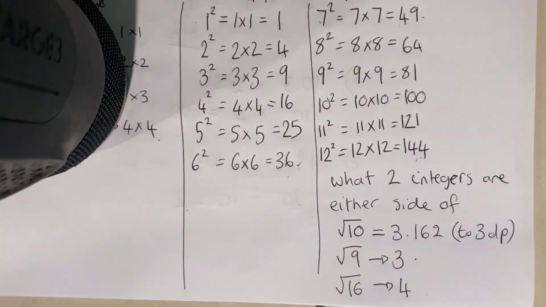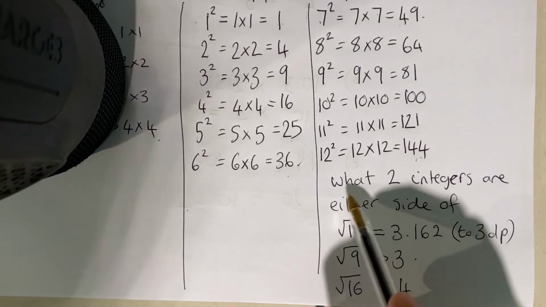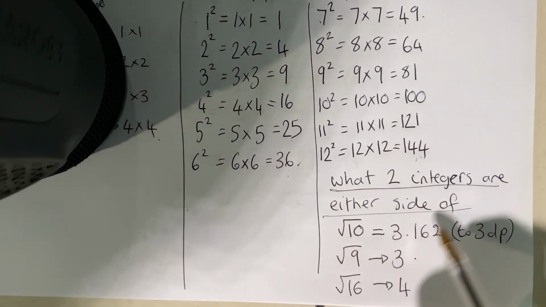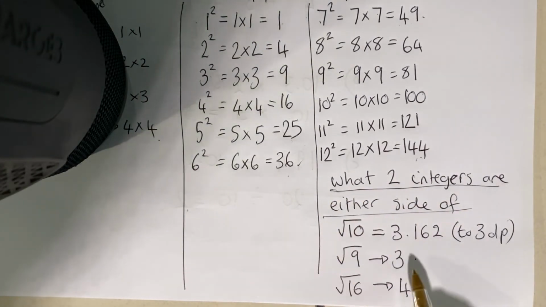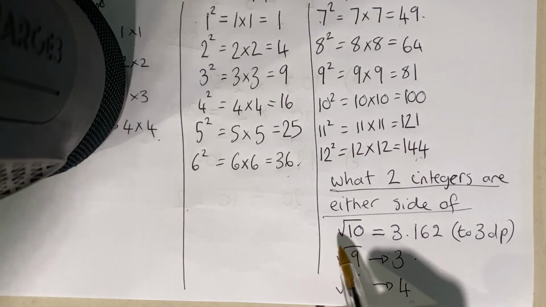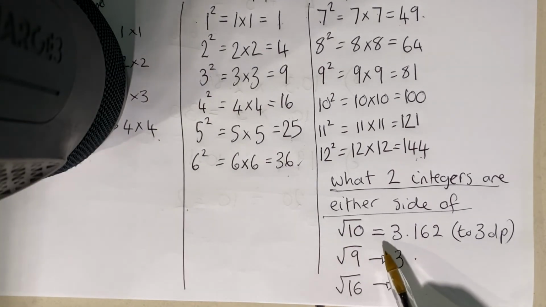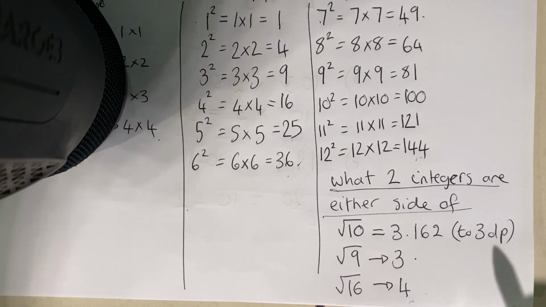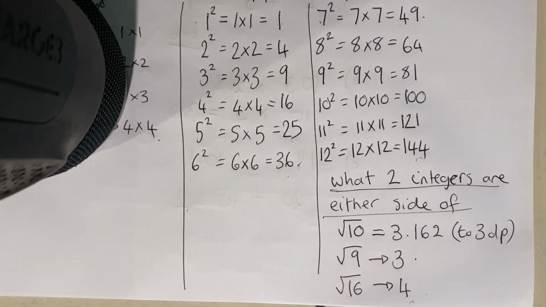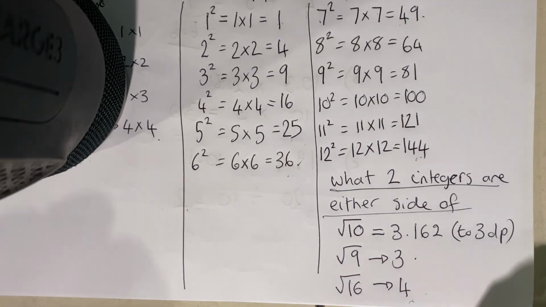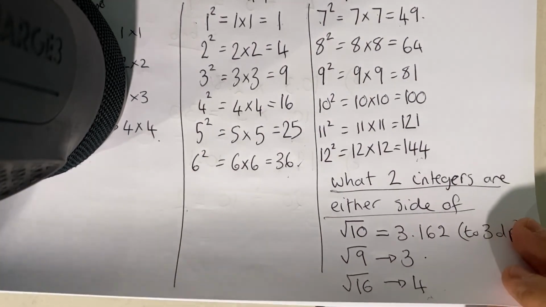Let's move that. And that makes sense. So what two integers are either side of the square root of 10? 3 and 4, and that's correct because the square root of 10 is 3.162 to 3 decimal places. Okay, great.